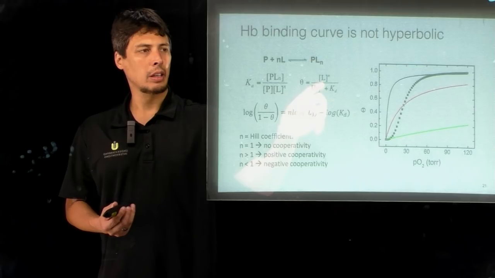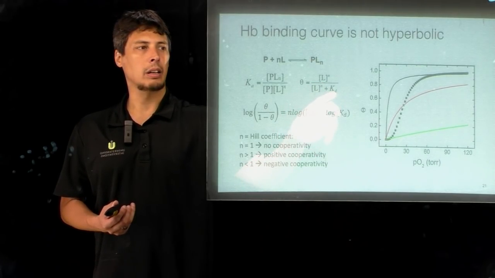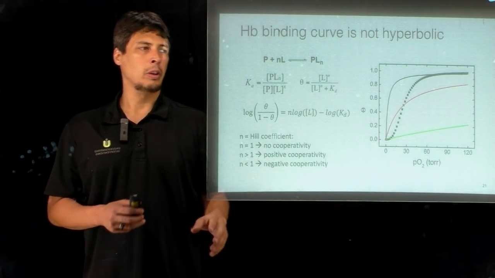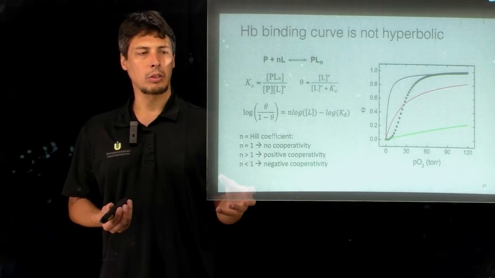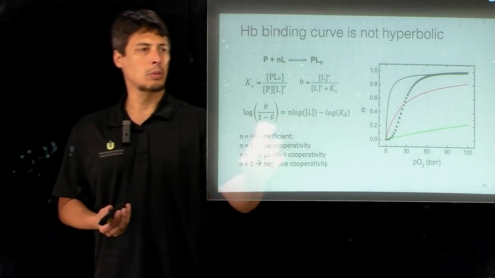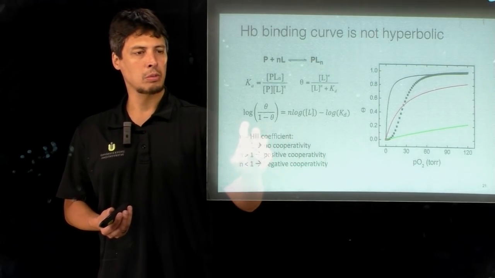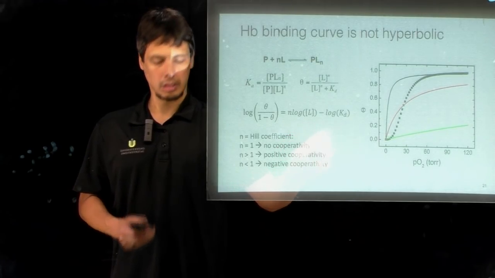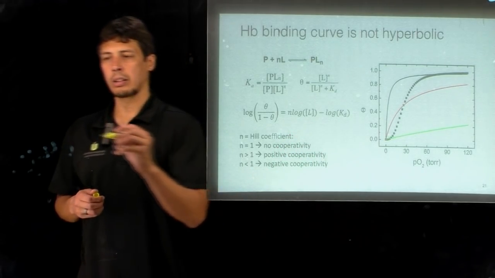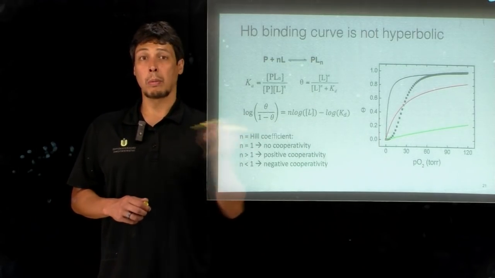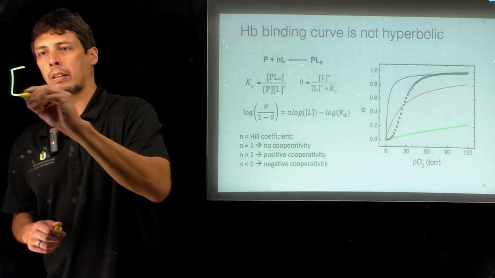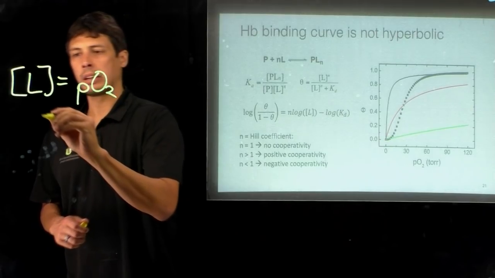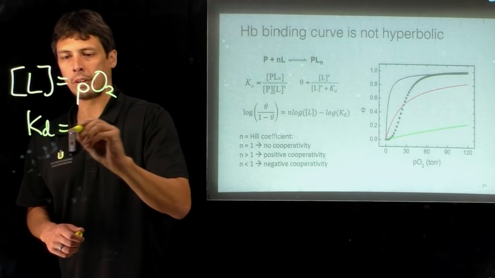On the bottom is L to the nth power plus KD, and KD has a similar meaning to what it meant before for the myoglobin binding curve. We can rearrange this using logarithms, and what we get is the log of theta over 1 minus theta equals n times the log of the ligand minus the log of KD. Just to clarify, what we're using in place of ligand is the partial pressure of oxygen, and KD we're replacing with P50.